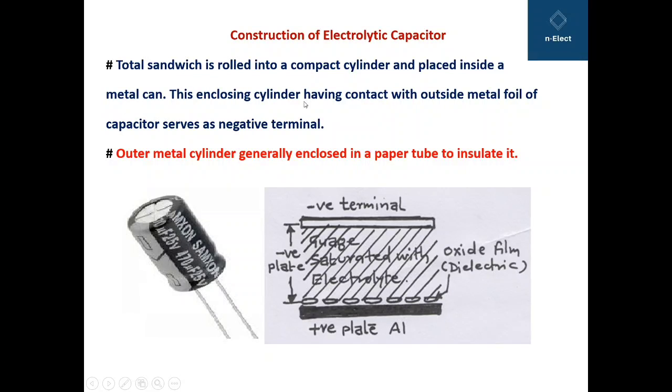This enclosing cylinder, having contact with the outside metal foil of the capacitor, serves as the negative terminal, which is depicted on the surface with negative signs. So this is the negative terminal. The remaining terminal is the positive terminal, that is the anode terminal. The outer metal cylinder is generally enclosed in a paper tube to insulate it.